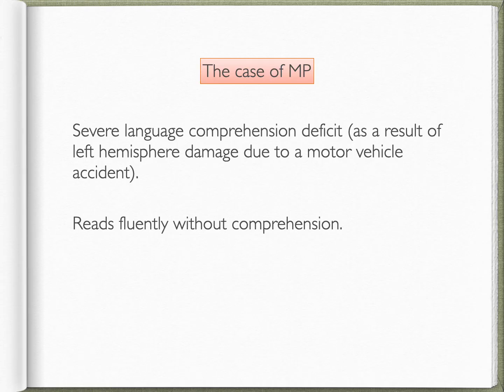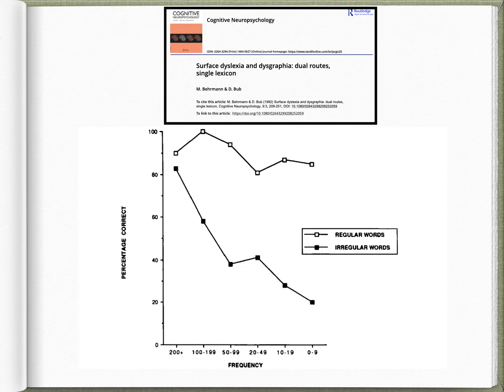So here is a case of MP, and she has surface dyslexia. I'll give you an example of what that looks like. So these are words varying in how familiar they are in the language. So 200 plus per million is a very common word. A word like have is very common. 0 to 9 per million is a very infrequent word, like yacht, not very often seen in print.